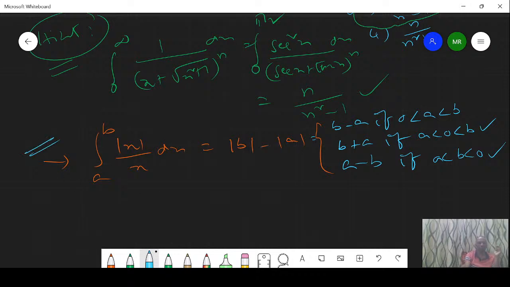You can remember the standard problem: integral a to b mod x by x dx equals mod b minus mod a. This value is b minus a when 0 less than a less than b, b plus a when a is negative and b positive, and a minus b when a and b are both negative. The last two cases I have explained; the first one you can try. I should still discuss many problems in definite integrals, and I can do that.